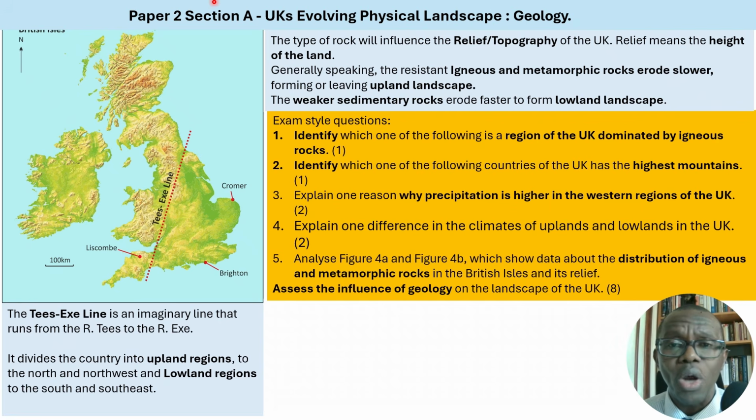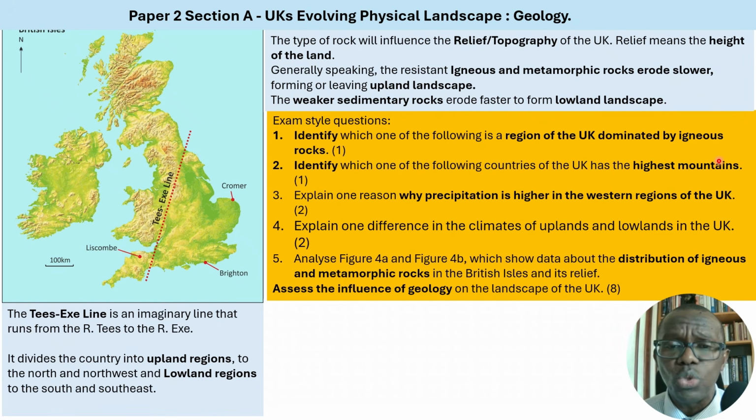Okay, so what type of questions then are we likely to get based on this particular information here? So number one, identify which one of the following is a region of the UK dominated by igneous rocks. So if you're given a map like this one, obviously you'd identify this particular area here, for example, in Scotland, which would be an example of a region in the UK that is dominated by igneous rock.